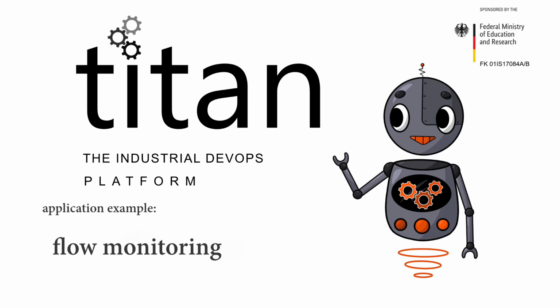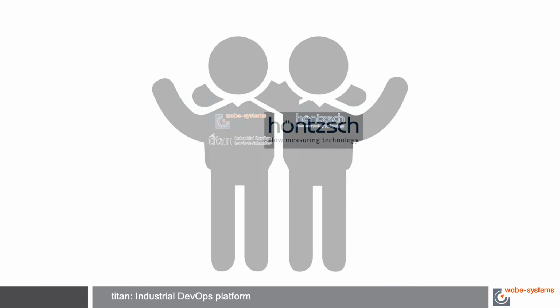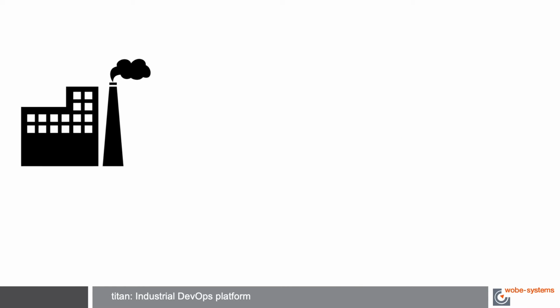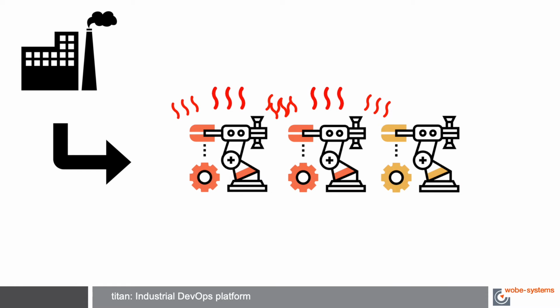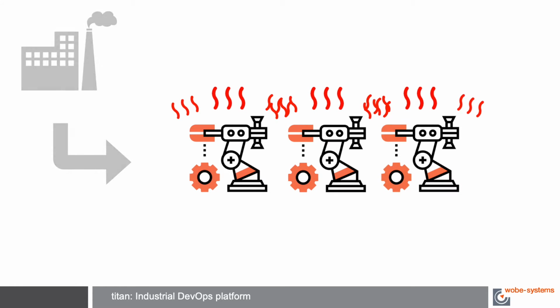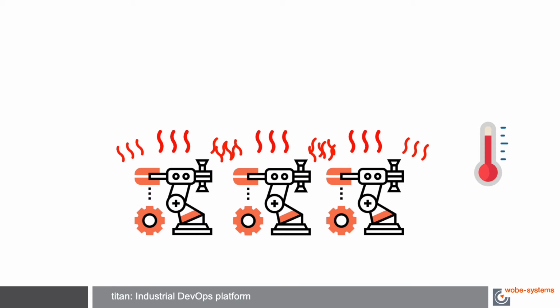Hi everybody! In today's video, I would like to show you a possible application of Titan for flow monitoring. The following problem is a typical operational area of the company Hunch, an associated partner of the Titan project. In the production industry, the use of machines is very common. However, through constantly running, the machines become very hot and make the air around them also hot. When the temperature rises to a certain level, it could start damaging the machines.